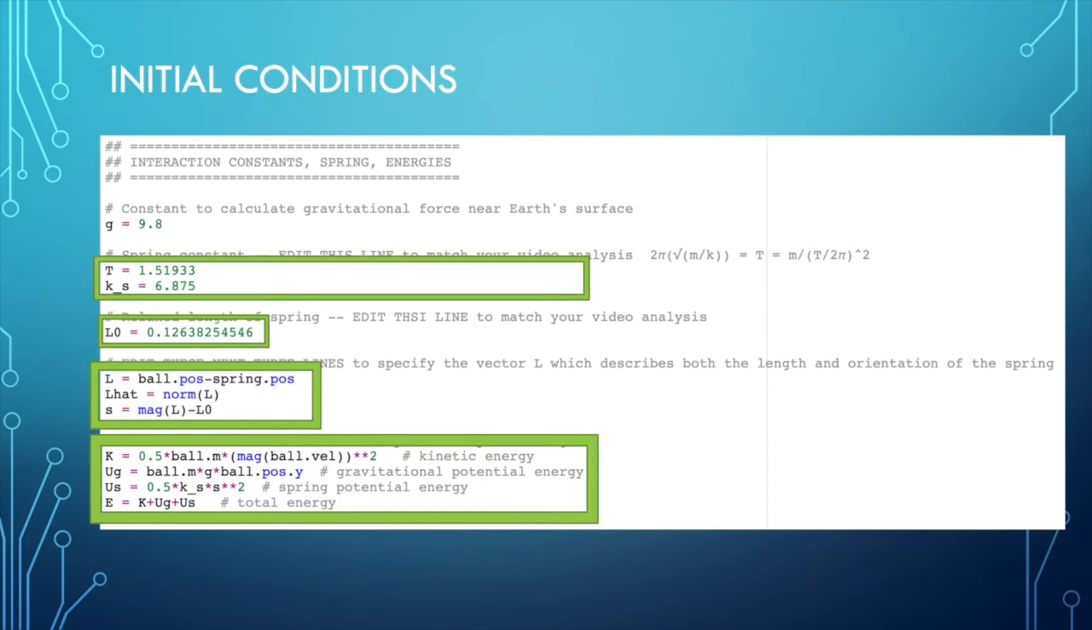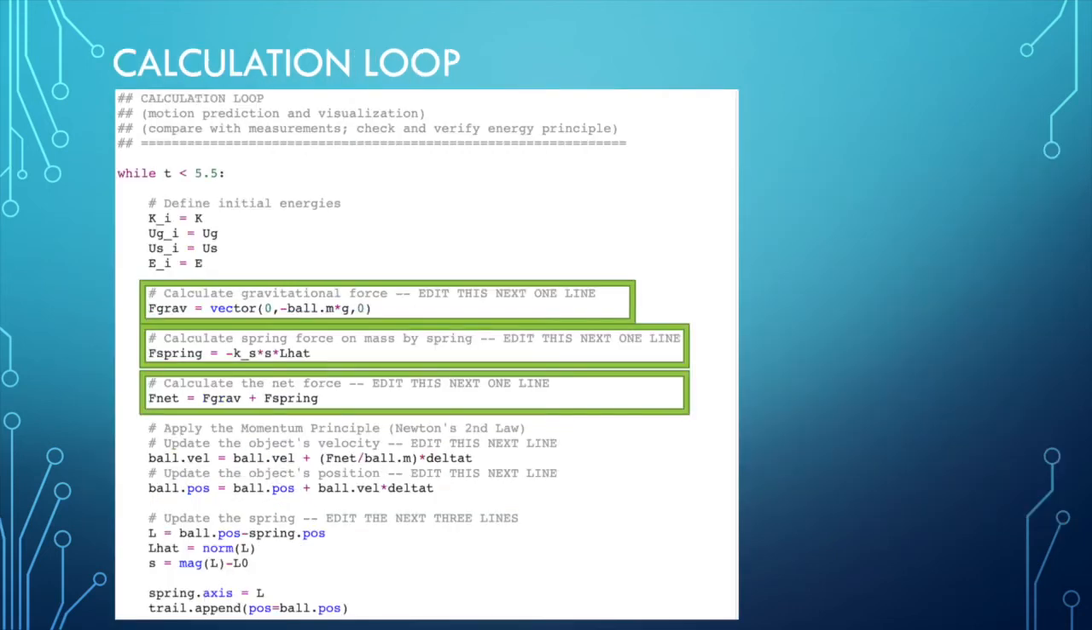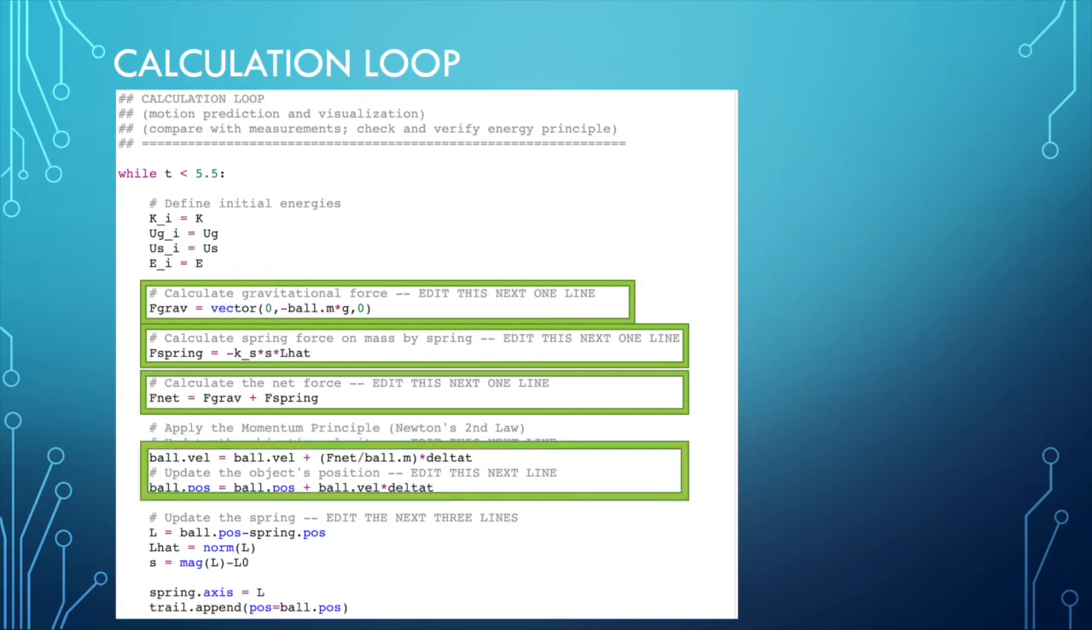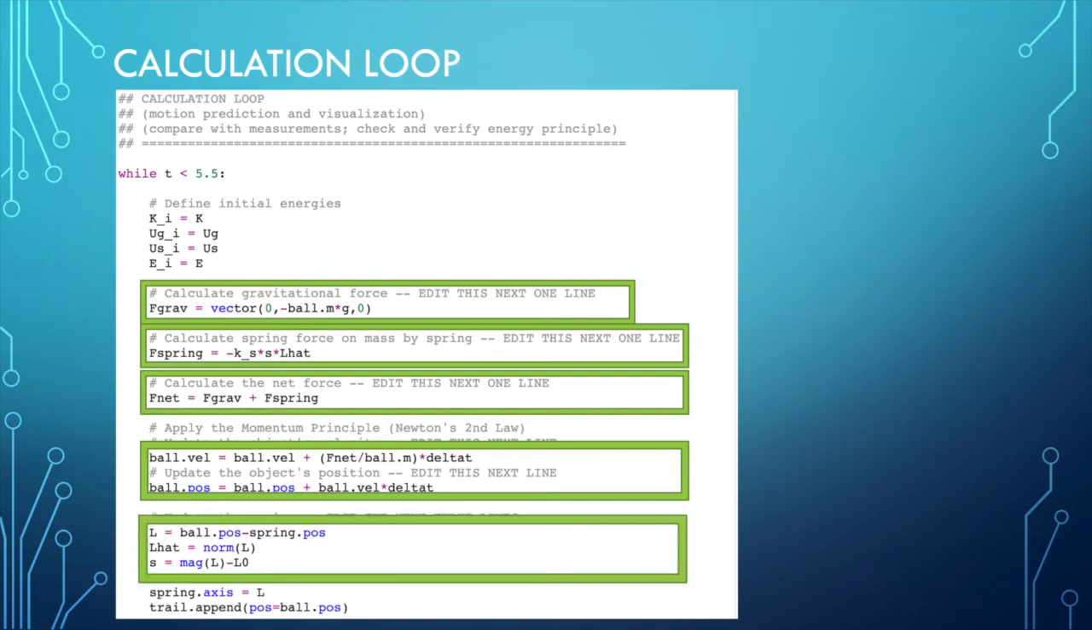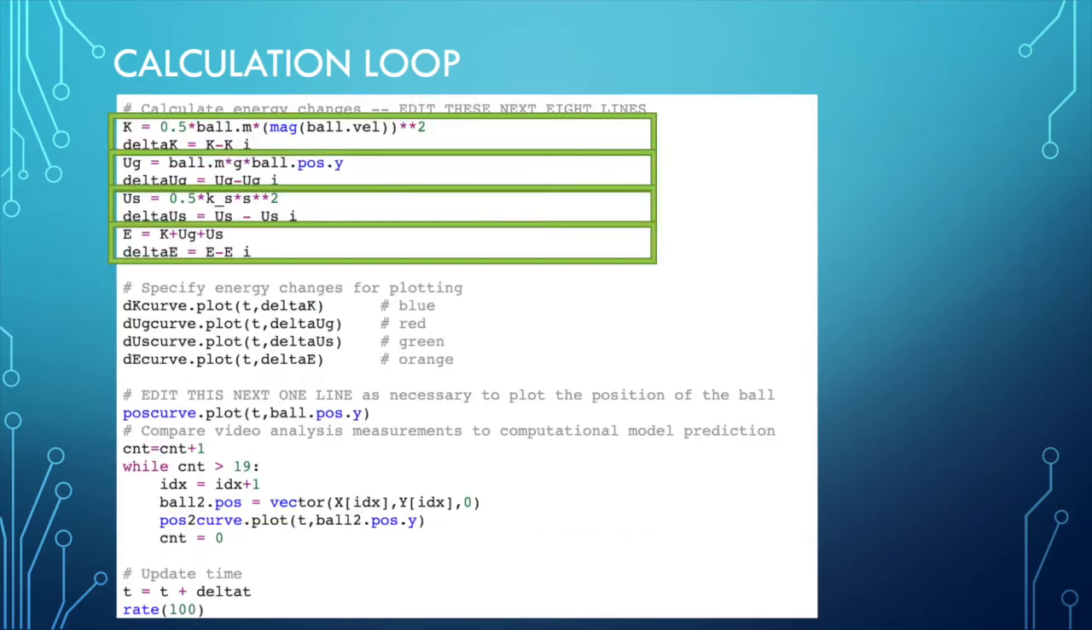Here are the energy formulas. Here's a snippet of my calculation loop. The force of gravity and the force due to the spring have been set to their corresponding vectors. F net is the sum of the two forces. Here are the velocity and position update formulas. And this updates our L and S since the ball's position changes. This updates our energy formulas since the ball's position and velocity change.